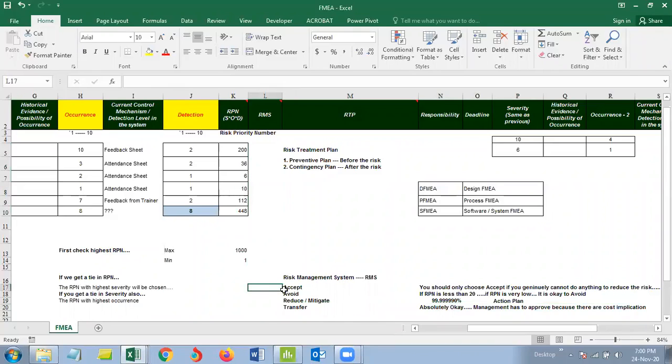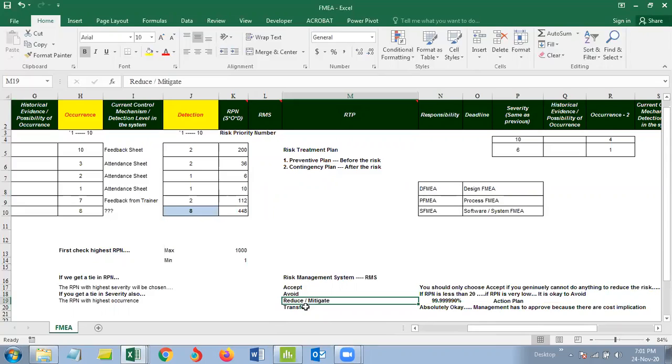Ideally, in the first, second, and the fourth case, you have no action plan. When you're accepting, there'll be no action plan. When you're saying, okay, let it be, I can't do much about it, there'll be no action plan. When you're avoiding it, there is no action plan. When you transfer the risk to someone else, no action plan. So you'll not do anything in these first cases.